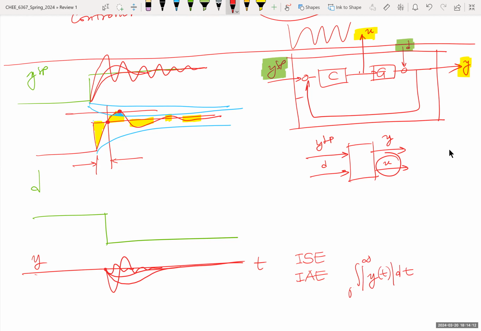I want the area under y of t, the absolute value of that, to be as small as possible. So I try to minimize by selecting my PID parameters, for example, I'm picking kc and tau I. I may have to solve this optimization problem. And because that depends on it, it must be for a certain disturbance. Or you may do this as a ratio because it's a linear system. Okay? All of this can be done.